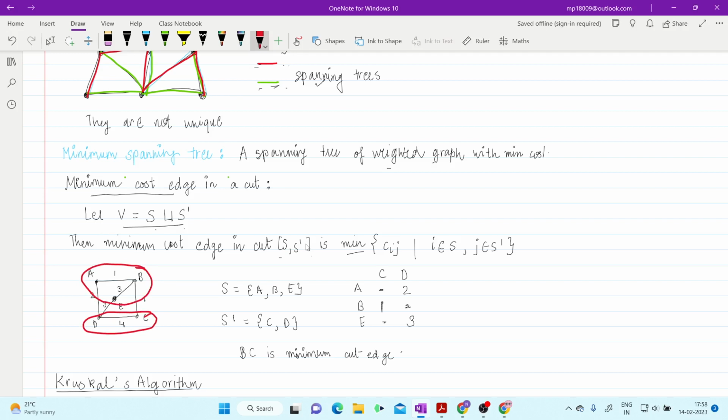So we have these two cuts. And now we want to find the minimum cost edge. So how do we find the minimum cost edge? ABE is the first cut and CD is the second cut. So now we want to look at all the possible edges whose one vertex is lying in the set S and the other vertex is lying in the set S bar, or S complement.